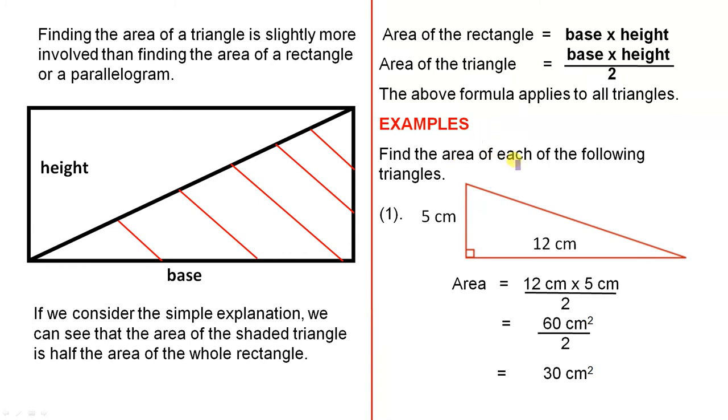Find the area of each of the following triangles. Here's a right angle triangle with a base of 12 centimetres and a height of 5 centimetres. So the area will be 12 centimetres times 5 centimetres over 2, which is 60 square centimetres over 2, which is 30 square centimetres. So that's the area of the triangle.